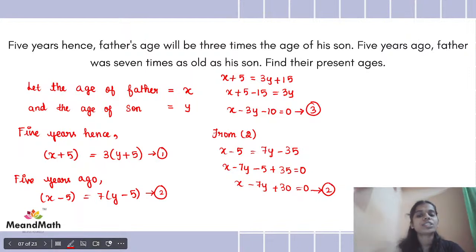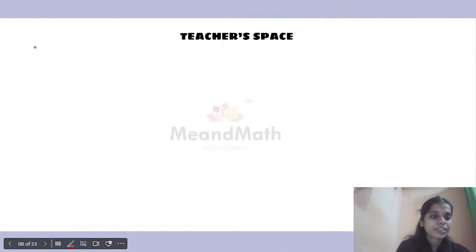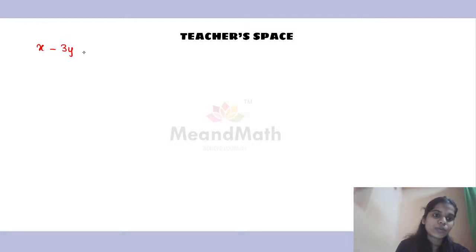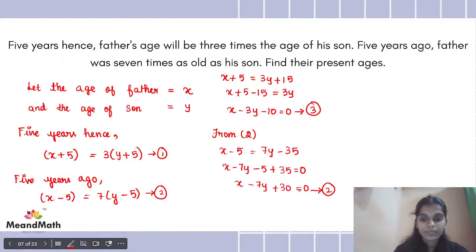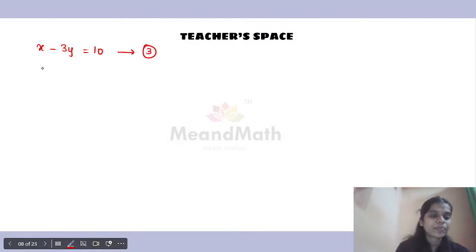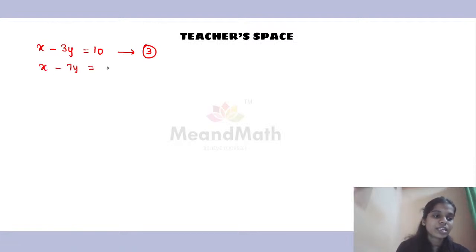Now, we need to solve equation 1 and 2 to find the value of x and y, that is to find their ages. Any doubts so far? Now, we can solve this equation. x minus 3y equal to 10, this is our third equation, and x minus 7y equal to minus 30, this is equation number 4. Come on, Janvi dear, solve this and give me the answer.